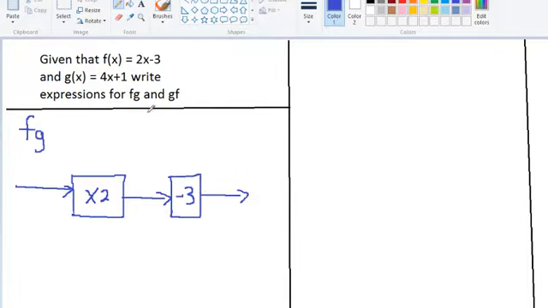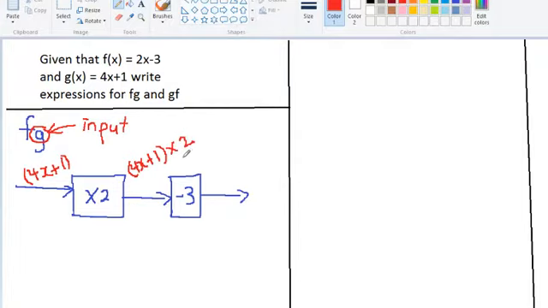Now in this case, the input to the function is another function, g. G is the input. Okay, just remember that. This is our input. So we have to put the whole function as our input. So we have 4x plus 1 going into this box where we are going to multiply by 2. We put the 4x plus 1 in brackets so we can multiply the whole thing by 2. So now we have 4x plus 1 times 2.